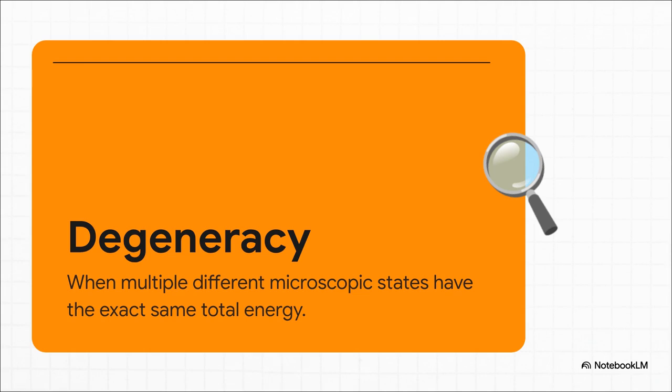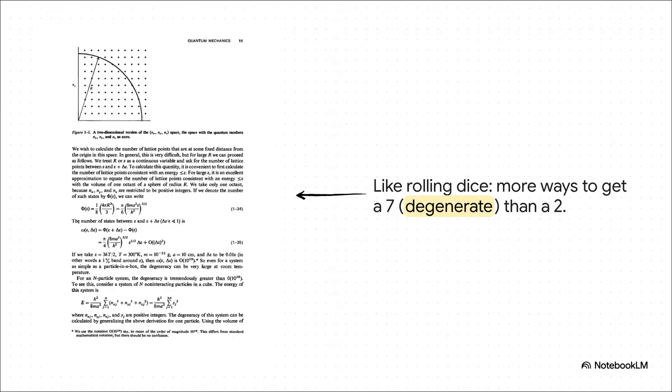Quantum mechanics also gives us this other super important idea, and it has a kind of weird name, degeneracy. Now, it sounds complicated, but the idea itself is actually pretty simple. All it means is that you can have a bunch of totally different microscopic arrangements of particles that, when you add it all up, have the exact same total energy. And this dice analogy is just the perfect way to picture it.